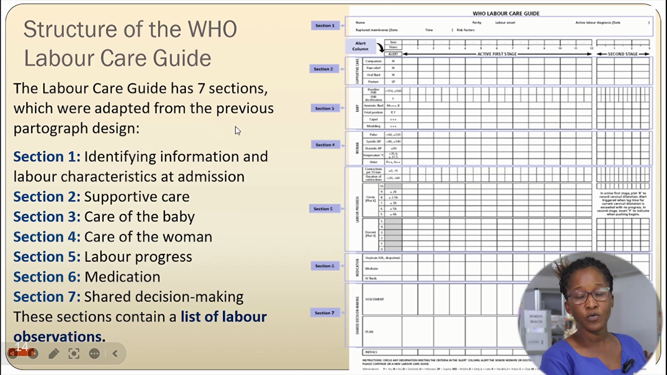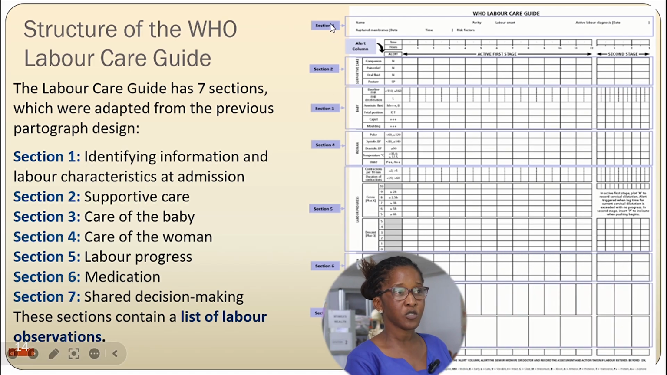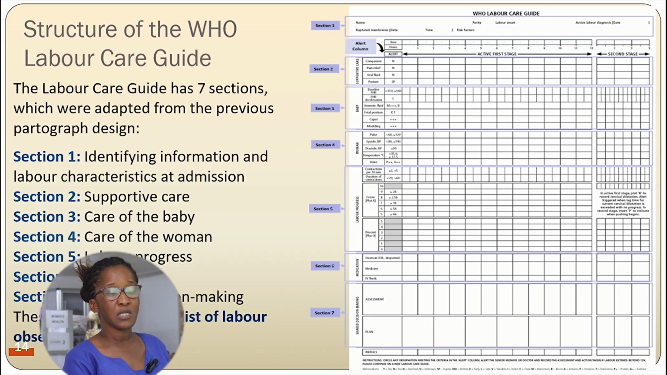Before now, we were using the pathograph to monitor the progress of labor. With this modernized pathograph, we now have an inclusion of the support system and shared decision making. So this tool as a graph has 7 sections. Section 1 is the identification information and the labor characteristics that we record on this part. And in section 2, we are recording the support care that we give to this woman during labor.